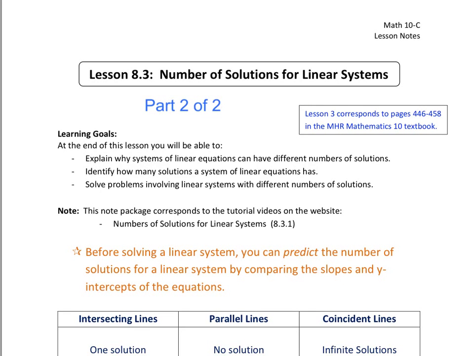This is part 2 of the tutorial for lesson 8.3, Number of Solutions for Linear Systems. In this tutorial, we've been looking at how to predict the number of solutions for a linear system by comparing the slopes and y-intercepts of the equations from the lines in the system.